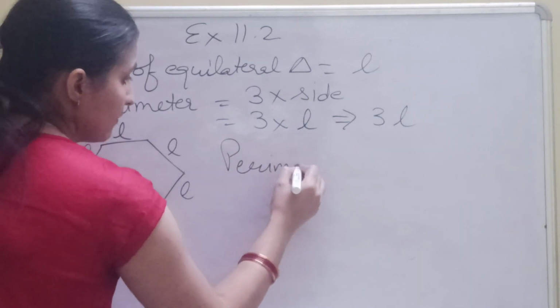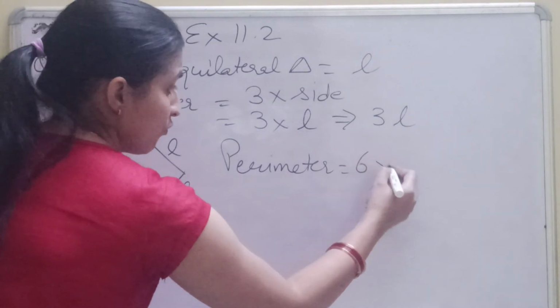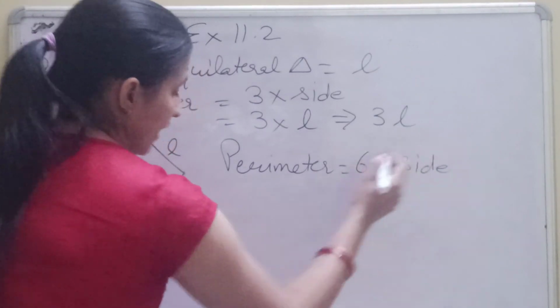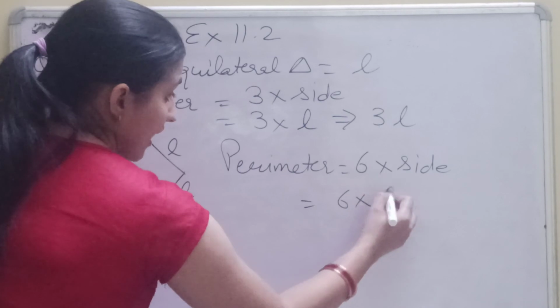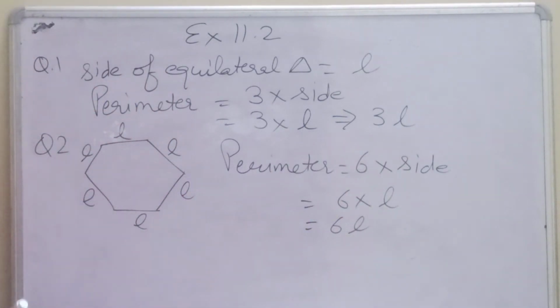So what is the perimeter? 6 sides are there and all are equal. So 6 into side. Side is L. So 6 multiply L, so that you will get as 6L. So this is your question number 2.